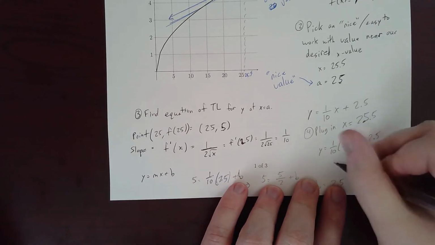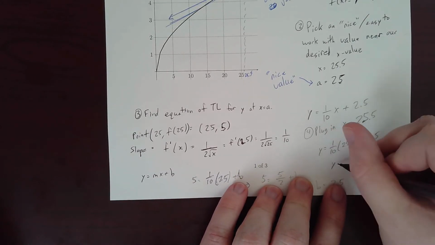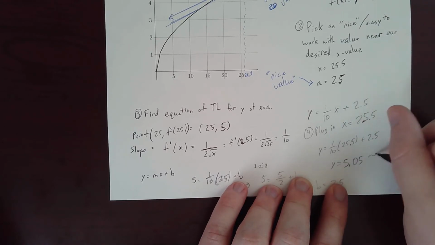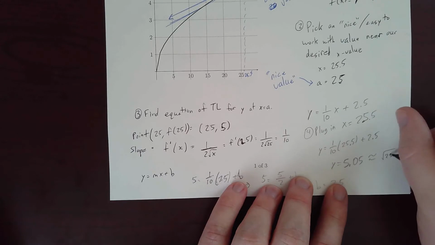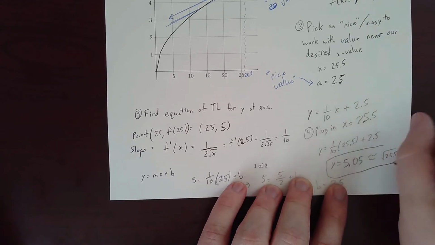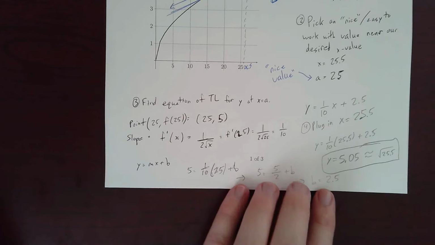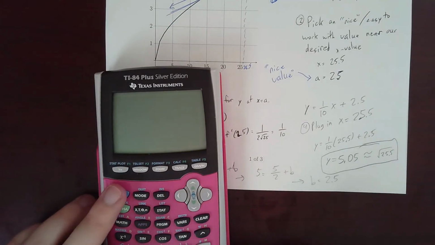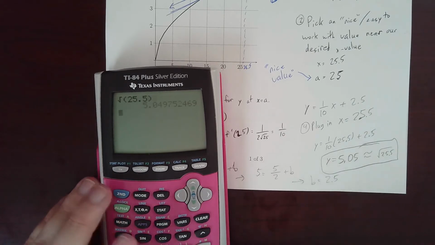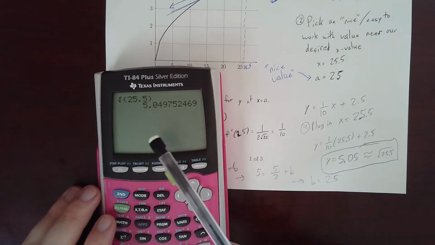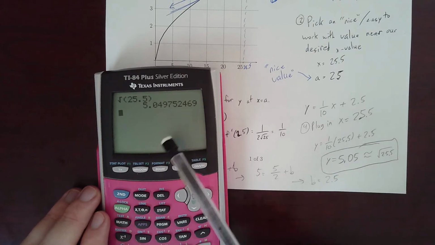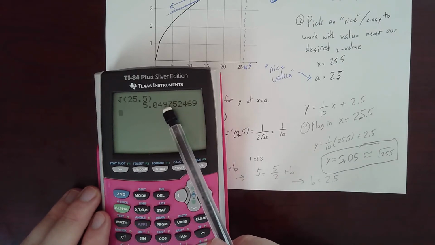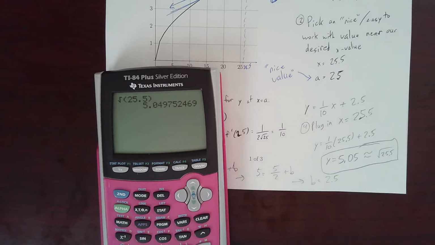And so when we do all this, we get that y is equal to 5.05, which will be approximately equal to the square root of 25.5. So this is how we go ahead and find our approximation. So if we look, the square root of 25.5, when we plug in our calculators, is actually 5.0975, and so on. But the important thing is 0.049. So we're very close with our estimate of 5.05.